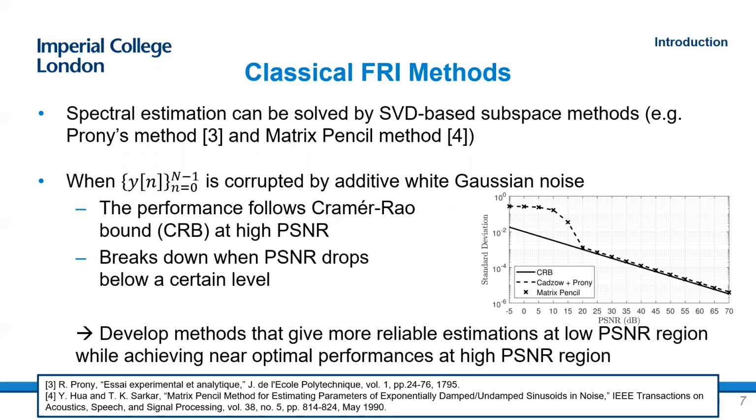When the samples are corrupted by additive white Gaussian noise, the performance follows the Cramér-Rao bound at high peak signal to noise ratio, yet breaks down when the PSNR drops below a certain level. We call this the breakdown PSNR. In order to improve the breakdown PSNR, firstly, we investigate the reasons behind this breakdown.